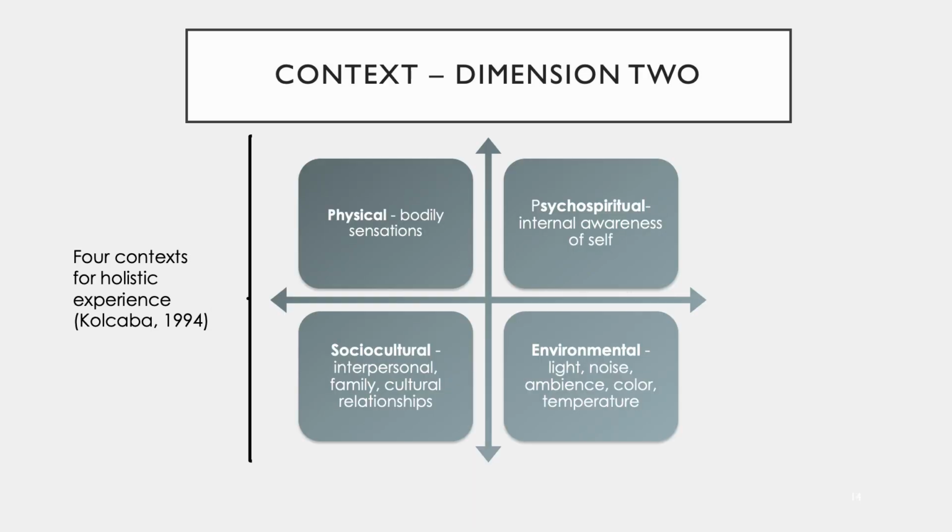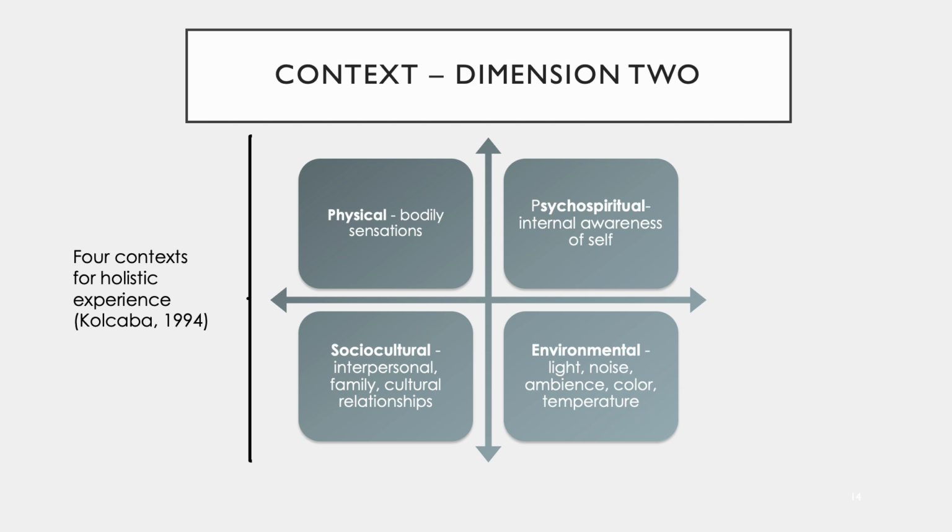Now that we've defined what comfort is, relief, ease, and transcendence, let's explore where comfort occurs. And this brings us to the second dimension of Kolcaba's theory, the context in which comfort is experienced. So Kolcaba identified 4 key contexts based on nursing literature about holism, the idea that care must address the whole person and not just symptoms.